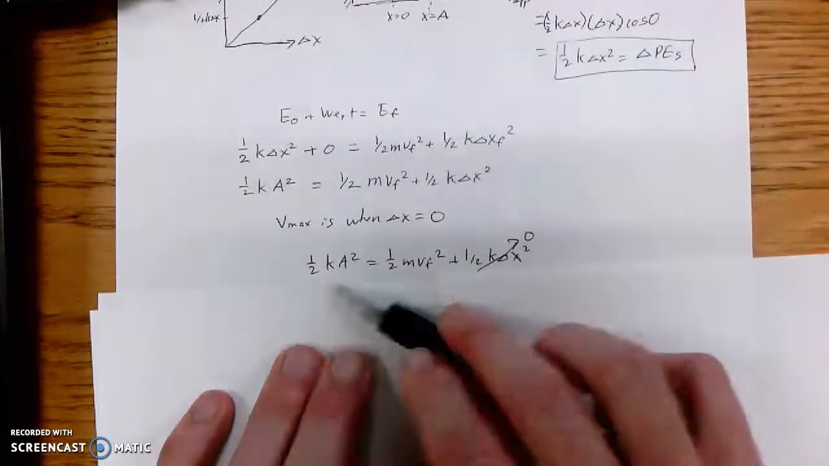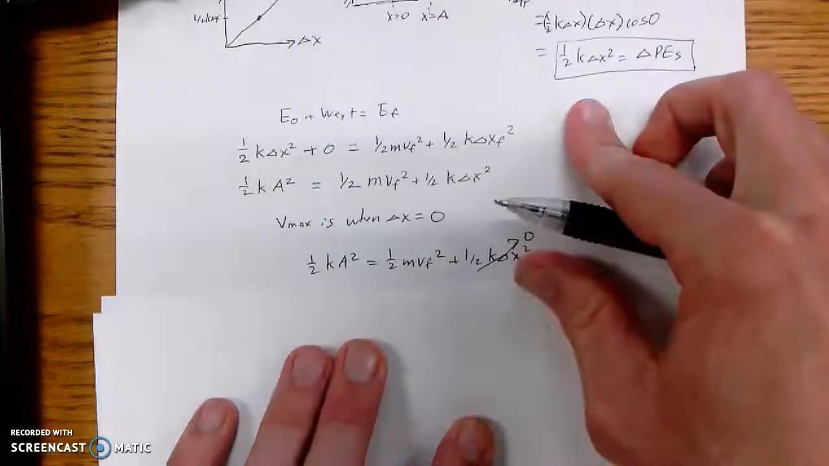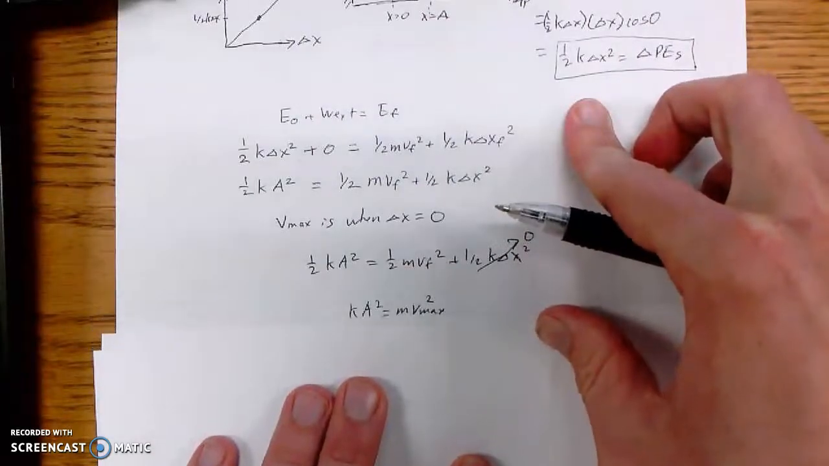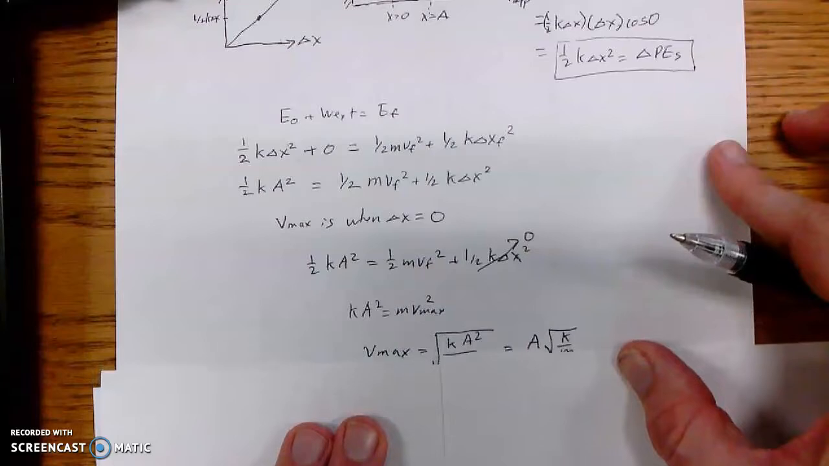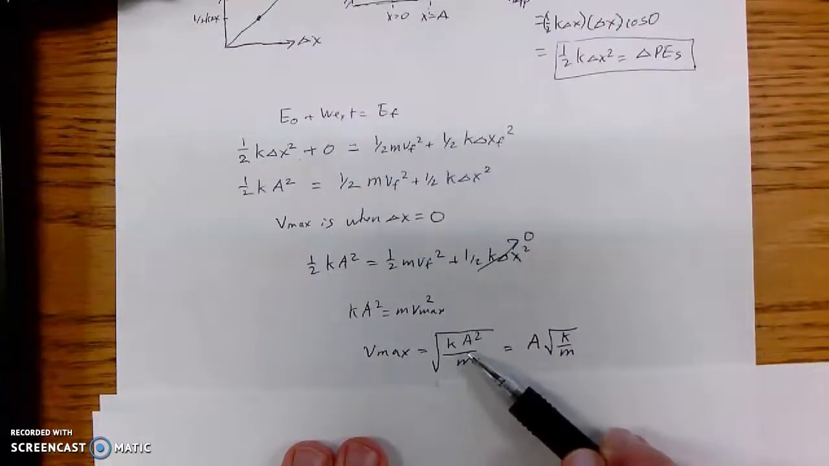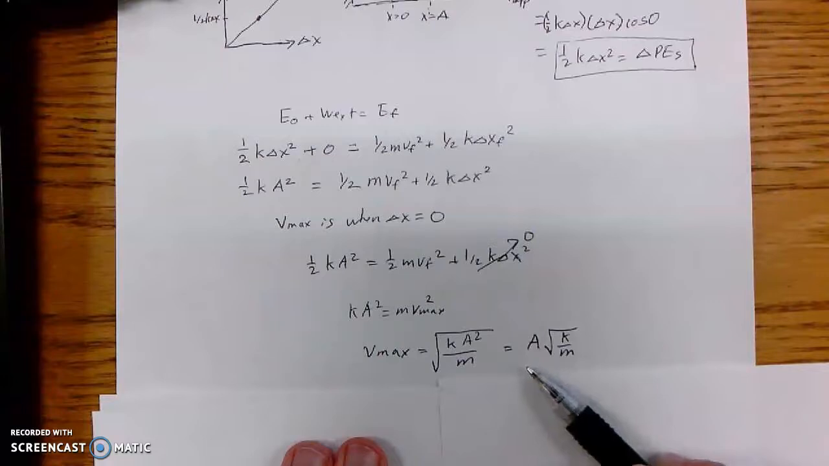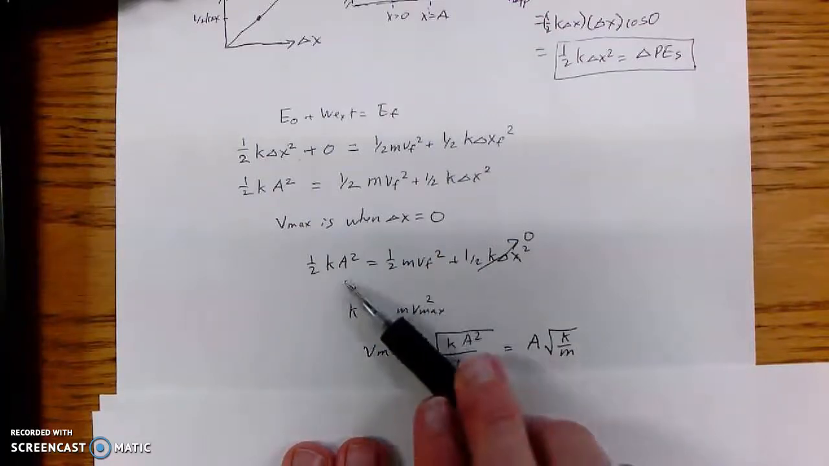And so 1/2 k a squared equals 1/2 m v squared, and this term is 0. If we multiply both sides by 2, we get k a squared equals m v max squared, and solving for v max, you get the square root of k a squared over m, or if you want to pull out the a, you get a times root k over m. Now, I would not memorize this. I would just be able to go back to here.